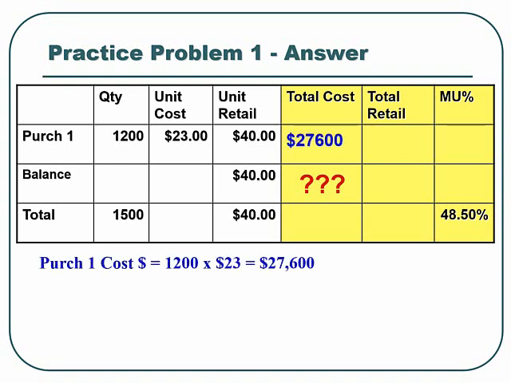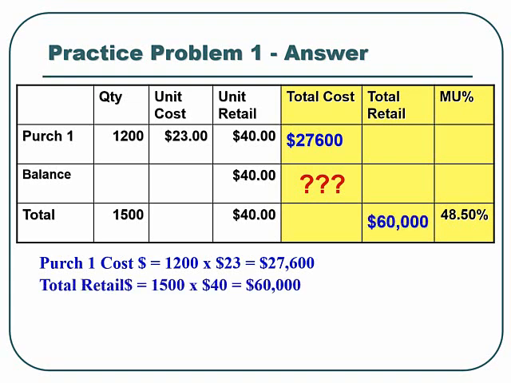We can calculate total cost for the first purchase or purchase to date by knowing that so far we have purchased 1,200 units and the unit cost of $23 was paid. So you just multiply the quantity by unit cost. That will be 27,600. That's the cost dollar for purchase 1. Next, we want to calculate the total cost for total, but we don't have any unit cost for the total, so we can't calculate it directly from the quantity and unit cost.